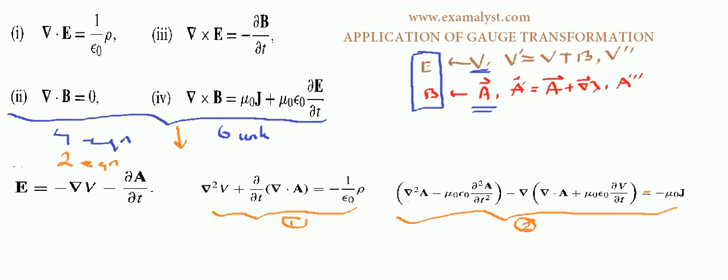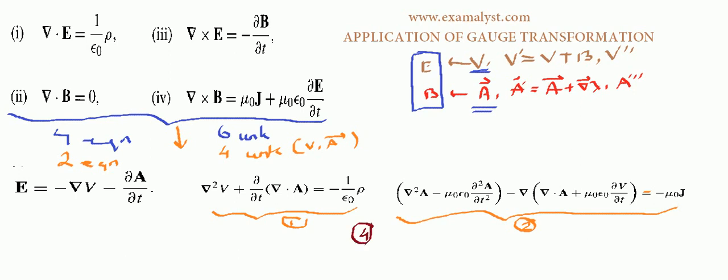And how many unknowns are here? There are four unknowns. Why are there four unknowns? Because V is an unknown and the A vector is an unknown. The A vector has three components, Ax, Ay, Az, so it makes a total of four unknown quantities. Now the question is, so what? If I solve these two equations and calculate all four unknowns, then what happens?